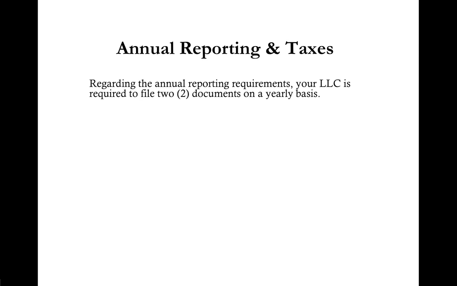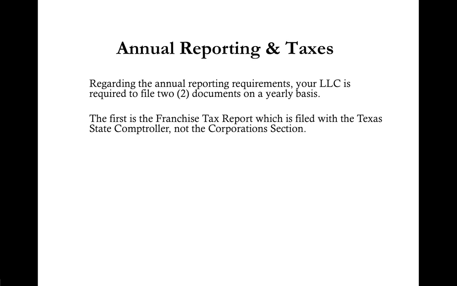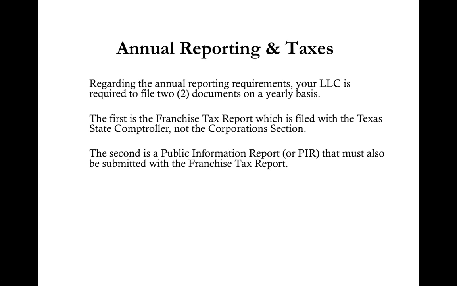Annual reporting and taxes. Regarding the annual reporting requirements, your LLC is required to file 2 documents on a yearly basis. The first is the franchise tax report, which is filed with the Texas State Comptroller, not the corporation section. The corporation section is the office in which you mail your LLC formation documents. Remember, the Texas State Comptroller is the division that handles tax-related items. The second is a public information report, or PIR, that must also be submitted with your franchise tax report.